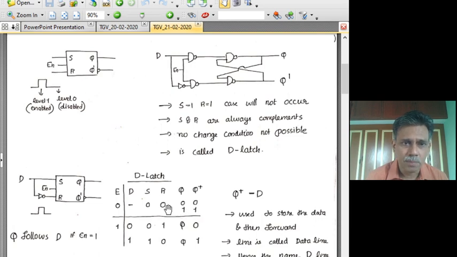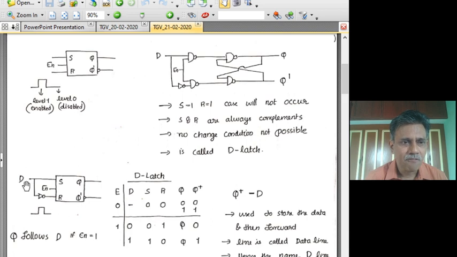So whatever may be the value of Q that is being retained, Q is 0, Q plus is 0, Q is 1, Q plus is 1. So 0 basically disables this latch. When enable is 1, it enables the latch.